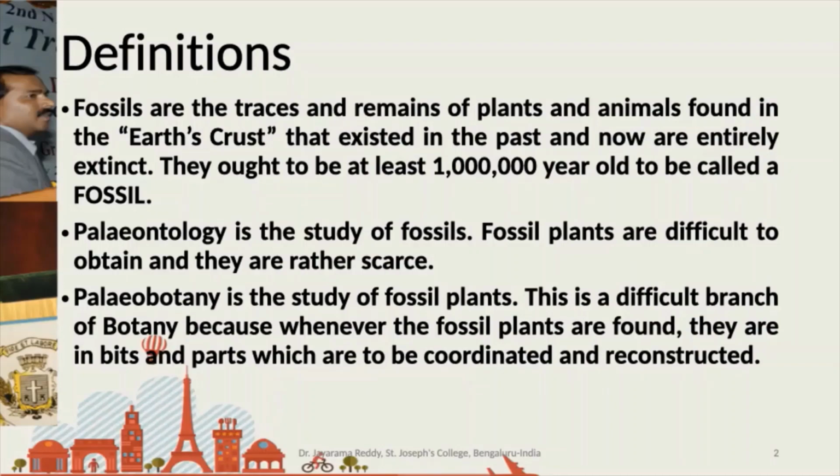It is rather difficult to define the word fossil. The word fossil is derived from fodere, meaning to dig up. Originally, the word fossil meant anything that you get when you dig the earth. Later, the meaning of the word changed. The word fossil was restricted only to the organic matter that you obtain when you dig the earth.